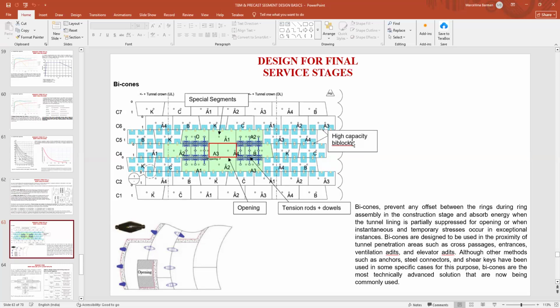This is also being practiced abroad, because with advanced technology nowadays, many people prefer not to use the frame. But if your opening size is very huge, then you need to adjust your segment arrangement.